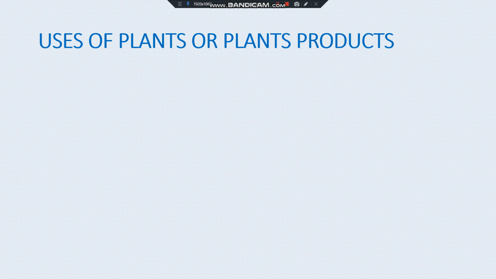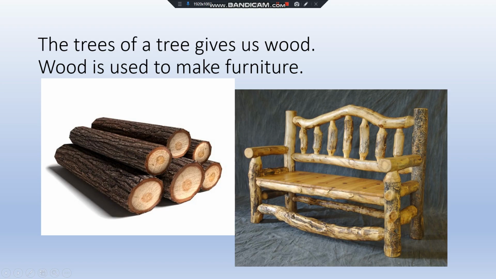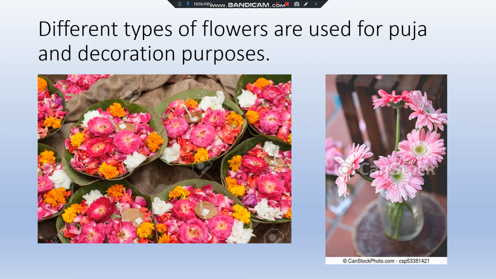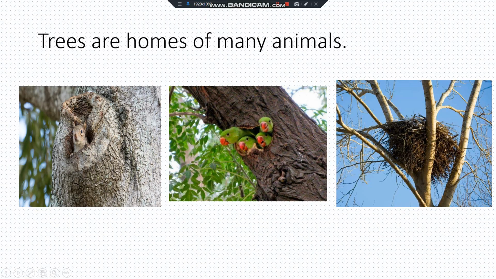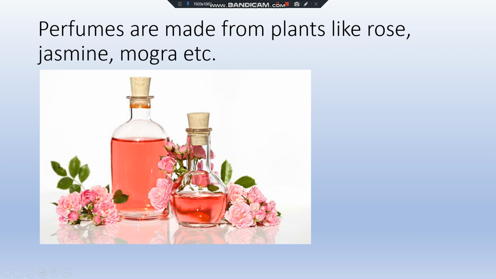Now let us see the uses of plants. The trunk of a tree gives us wood, and wood is used to make furnitures. The furnitures they are made from wood. Flowers are used for puja and decoration purposes, and trees are the homes of some animals. Perfumes are made from plants like rose, jasmine.